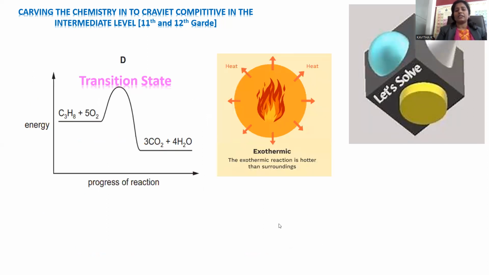Let's see the clear description. This is the kind of representation where you can see combustion of propane with oxygen, with carbon dioxide and water generated on this combustion graph, and wherever you see the curvature of the peak, that is called the transition state. In an exothermic reaction, during combustion heat is always given up. So you can see arrows are represented out of the sphere, so it is the kind of exothermic reaction.